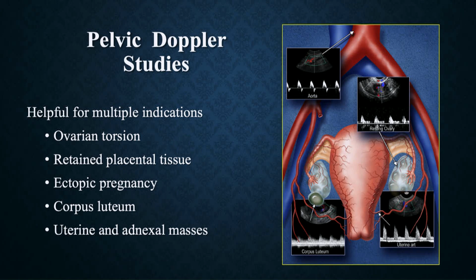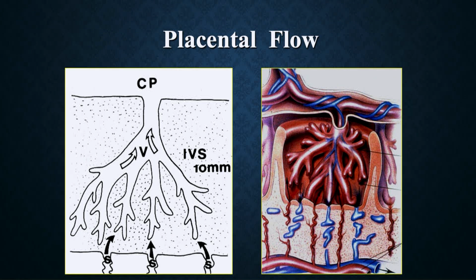So just to spend a minute talking about pelvic Doppler studies, there are a number of benefits, a number of different applications where color and pulse Doppler can be very helpful. One of the obvious applications is certainly ovarian torsion, and knowing how to interpret the signals that you get from a patient with unilateral pelvic pain and an abnormal ovary. In this situation, we're talking about evaluation for retained placental tissue. It also helps in the evaluation of ectopic pregnancy, looking at the corpus luteum, and obviously in characterizing uterine and adnexal masses.